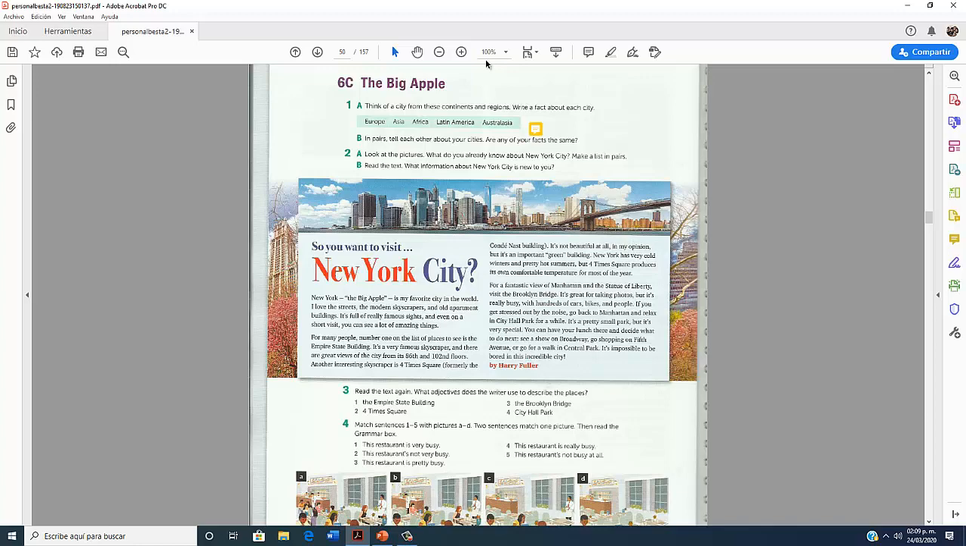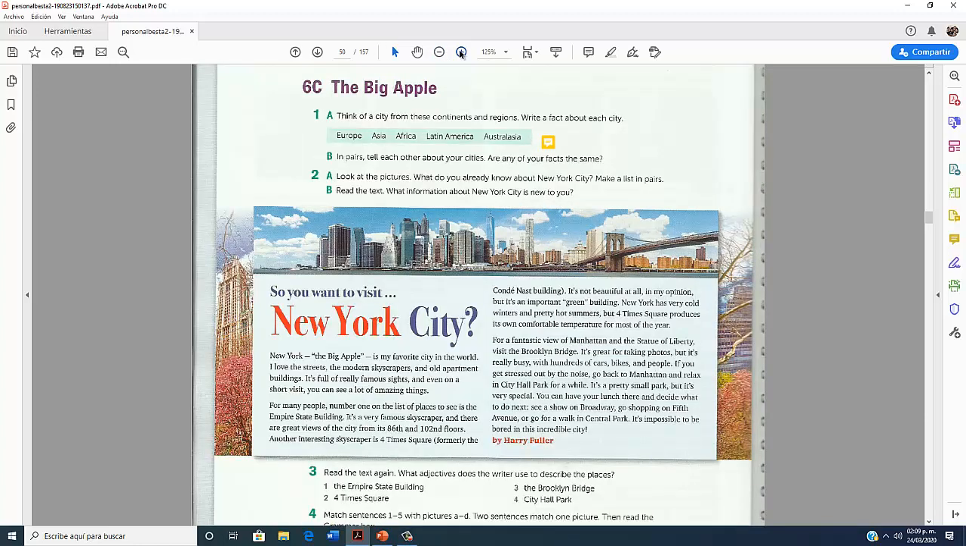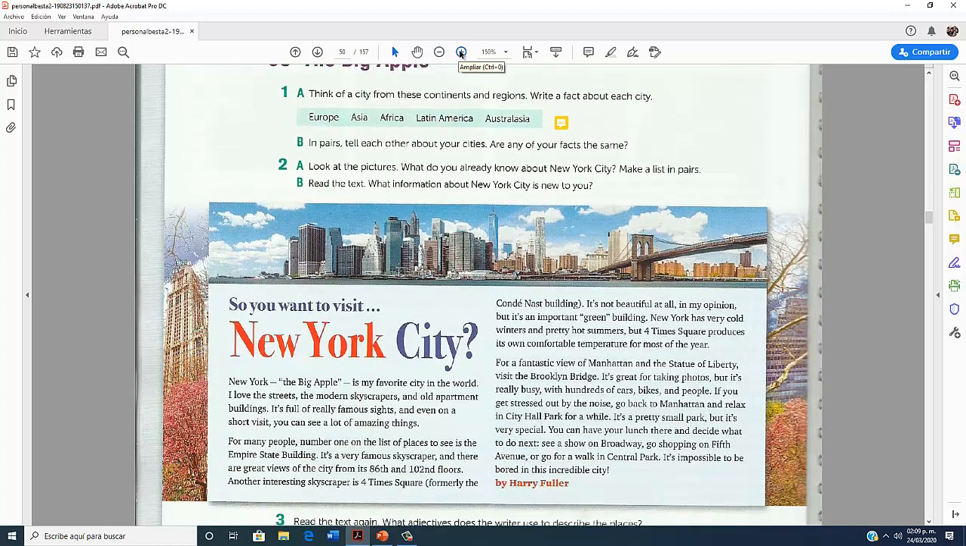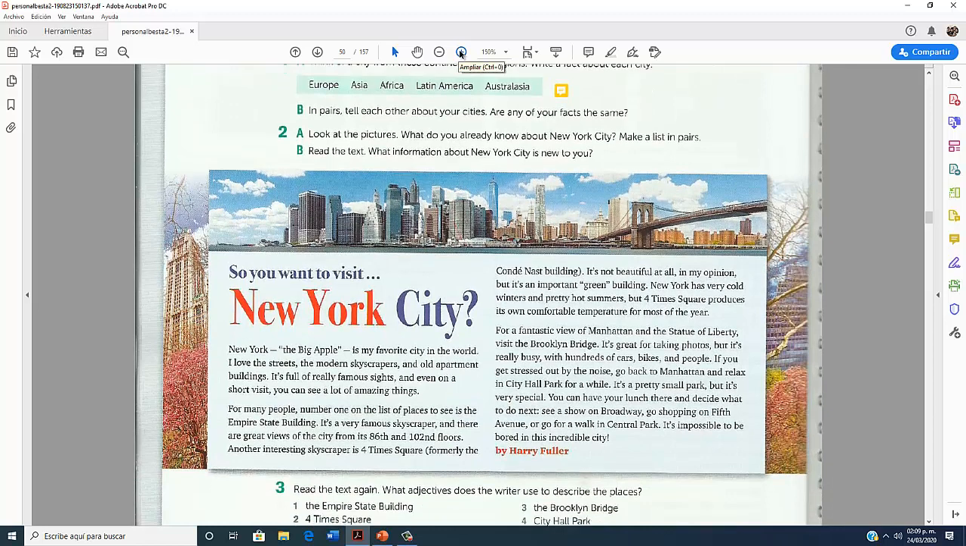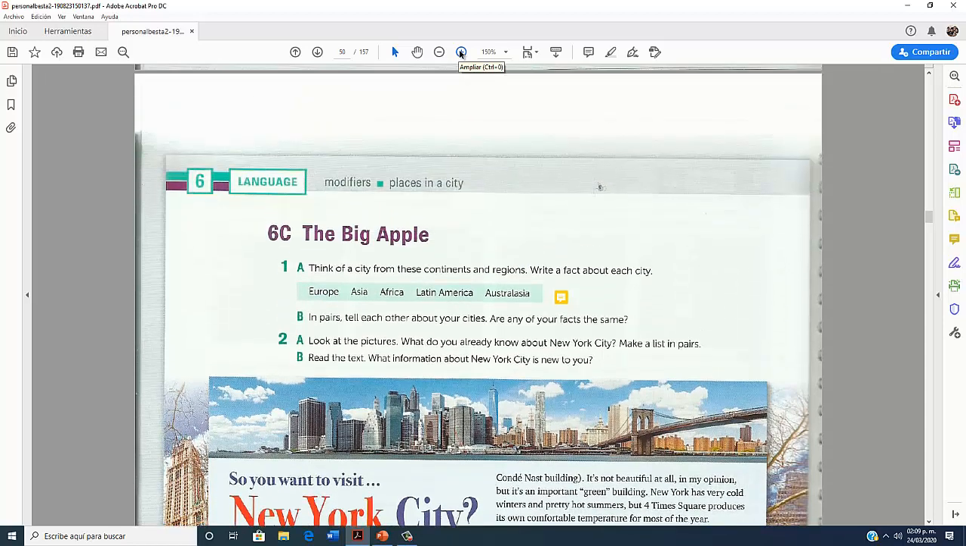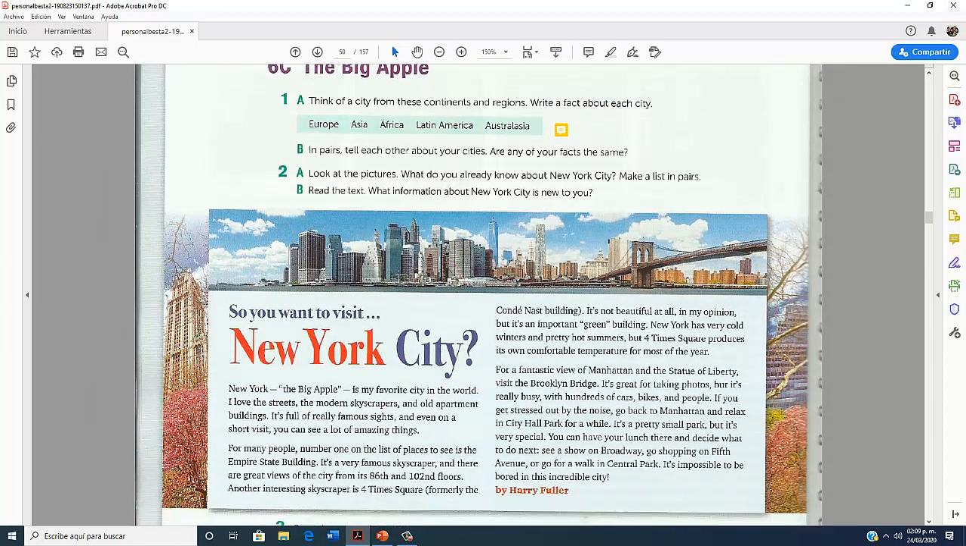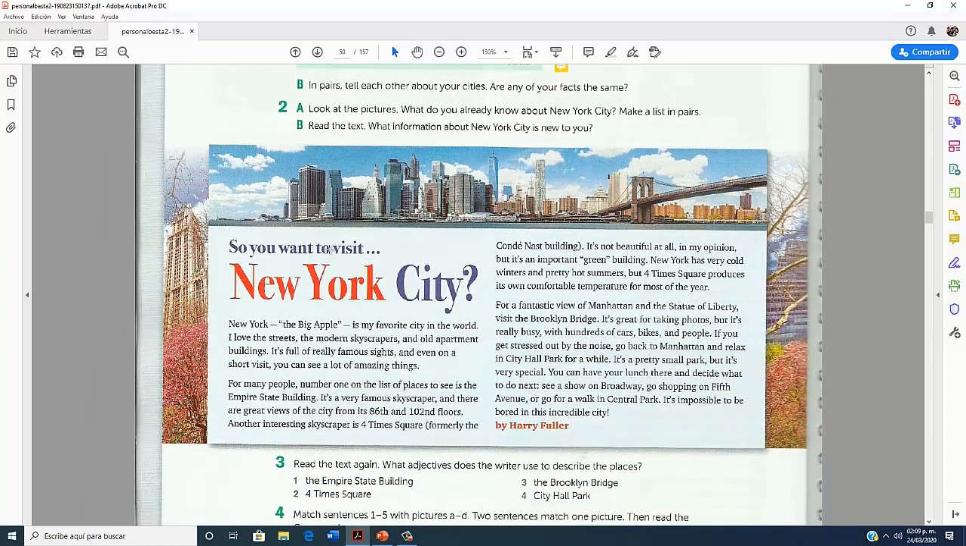Okay, so here we have to discuss first what you know or what you remember about this city, or what you have heard about this place. So you want to visit New York City? It says, what do you know about New York City? First of all, I know that it's known as the Big Apple, right? And that there are yellow taxis, yellow cabs, no? What else? I don't know.